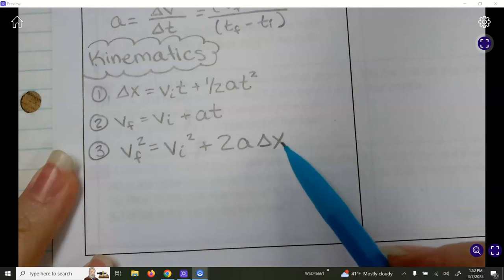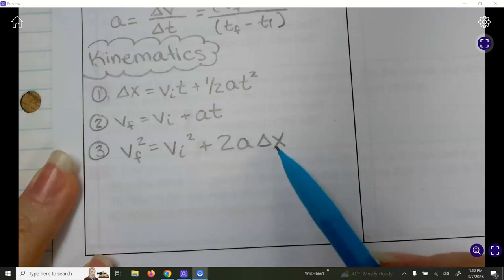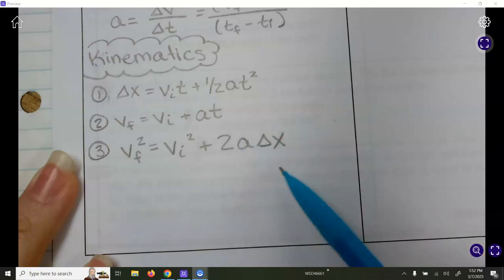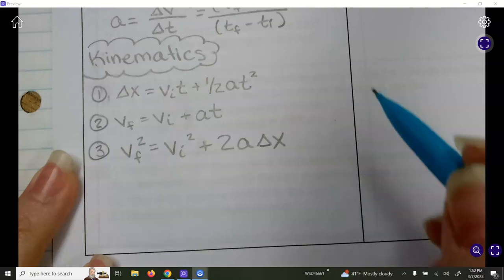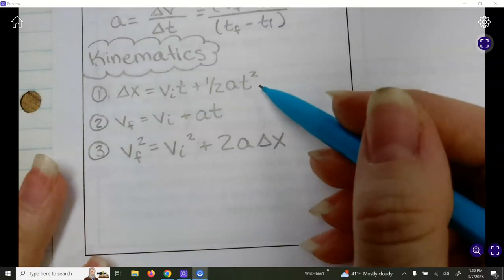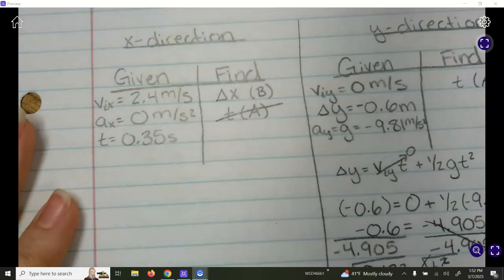Number 3 has the variable I'm looking for. That's perfect. I need delta x. I have a, but a is 0. 2 times 0 times anything, that whole part of this equation is going to go to 0, so that equation is not going to work for me either because I can't solve for delta x if it's being multiplied by a 0. So we're definitely going to use number 1. And again, like I mentioned, number 1 is going to be the equation we use most often.